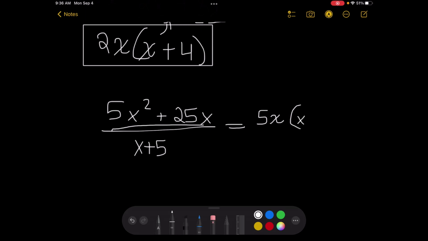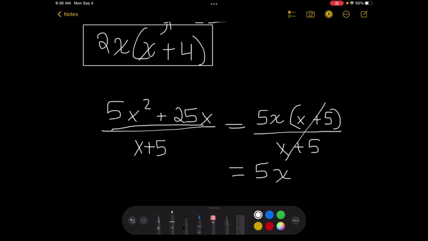And this is times x plus 5. Right, when we divide each term in the numerator by 5x, we get x and 5 respectively. And then we have to divide this by x plus 5. Aha! The numerator and the denominator share a common factor of x plus 5. So this just cancels, and this turns into 5x. And that's our answer for this example.